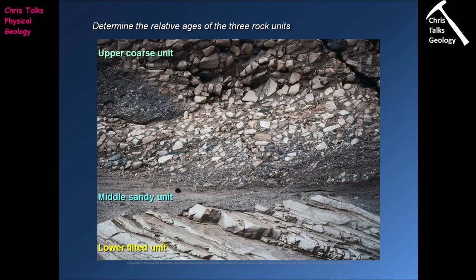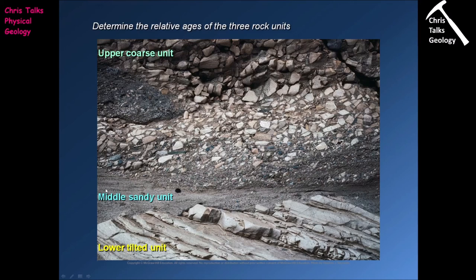So what we can see here is a sequence of events. Obviously this lower layer must have been deposited first, because that's what the principle of superposition tells us. When we look at this layer, it's at the bottom, so the principle of superposition says it must have been the oldest layer. So we can say the layer of sediment was deposited, compacted, and lithified, so turned into a rock, then it was quite clearly tilted. Then we have the deposition of this layer of sandy sediment here.